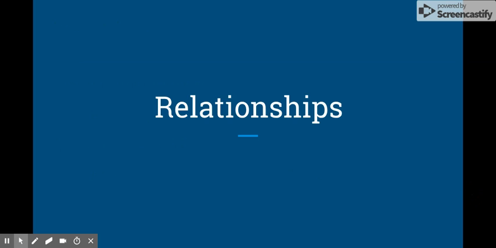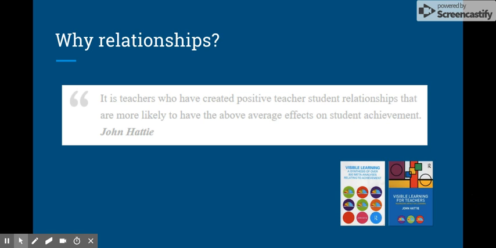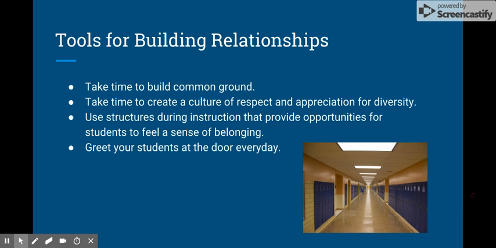Now, before we get into rigor, I want to talk about relationships, because ultimately, for all 3 categories, rigor, relevance, and learner engagement, we can't achieve high levels, 3s and 4s on those rubrics without having strong relationships. John Hattie said, "It is teachers who have created positive teacher-student relationships that are more likely to have the above-average effects on student achievement." So it's absolutely imperative that no matter what level of rigor, relevance, or learner engagement we're looking at, that relationship piece in your classroom is in place.